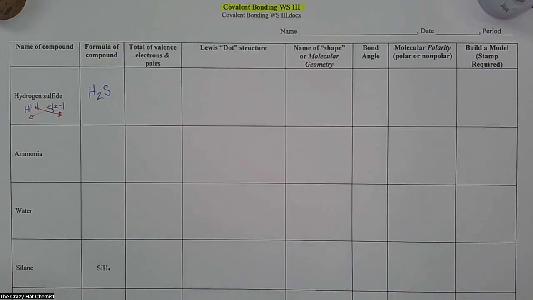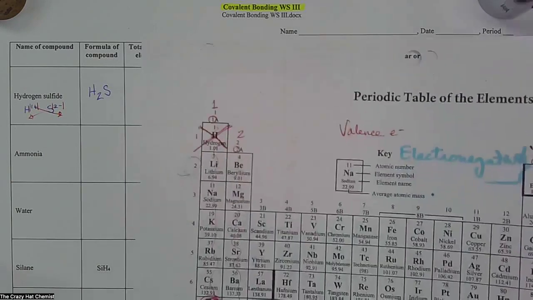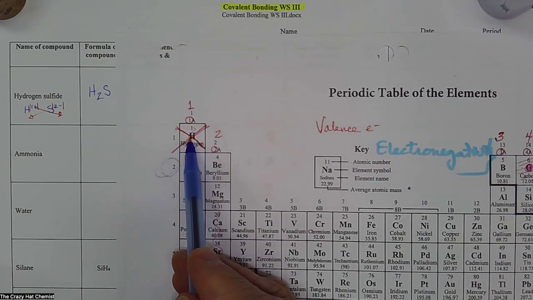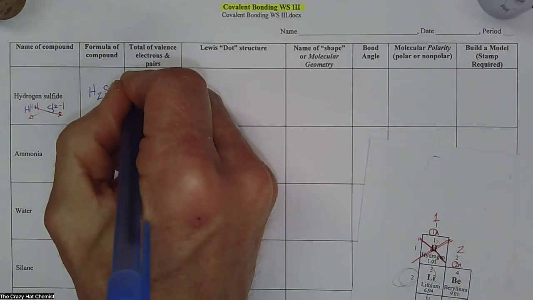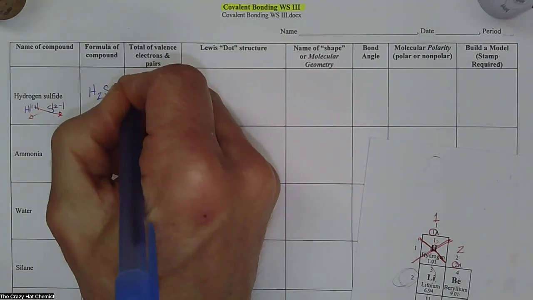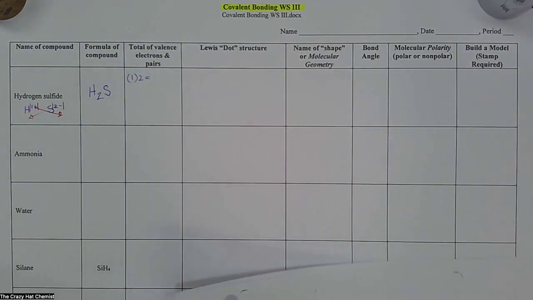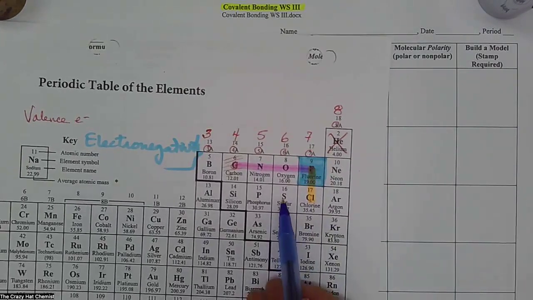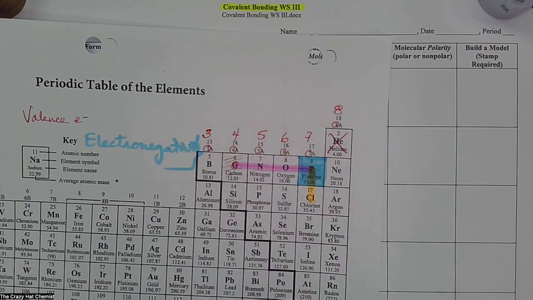Now what we're going to do is look on our periodic table. We're going to find hydrogen, and hydrogen is right here. It is in group one, so one valence electron. There is one valence electron, and there are two hydrogens. Then we're going to find sulfur, and sulfur is right here, and sulfur has six valence electrons.